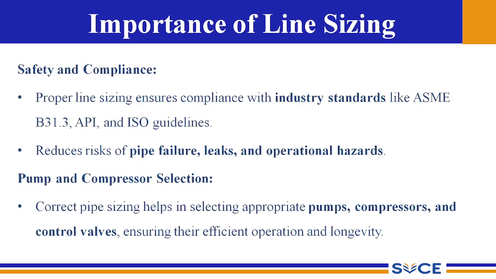Next is we need to ensure the safety and compliance by following the ASME B31.3, that is the process piping code, then API and ISO guidelines. So by following these guidelines for the line sizing and also to the testing and material specifications, it will reduce the risk of pipe failure, then leak and operational hazards during the transportation of the process fluid.